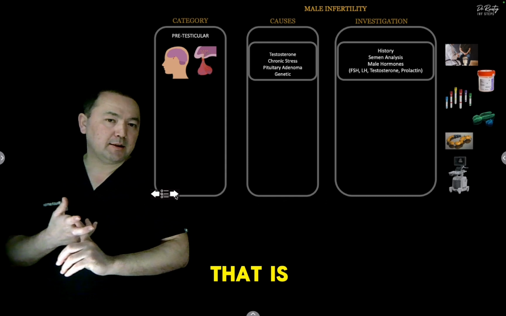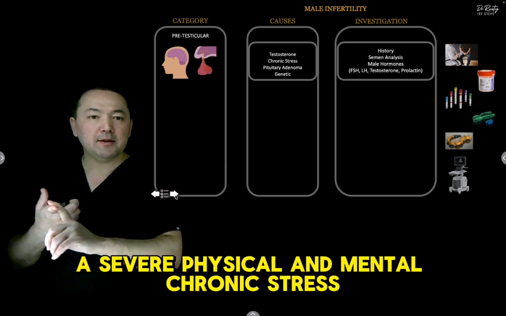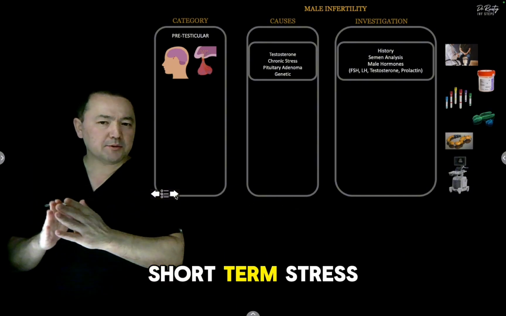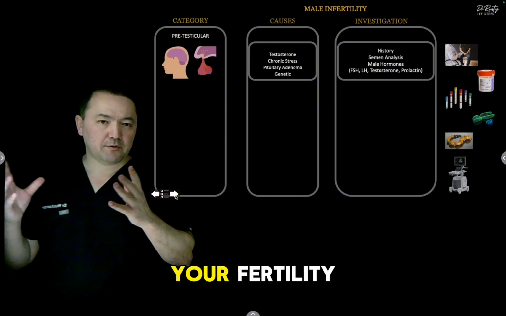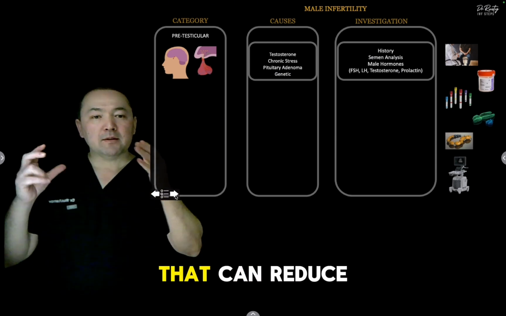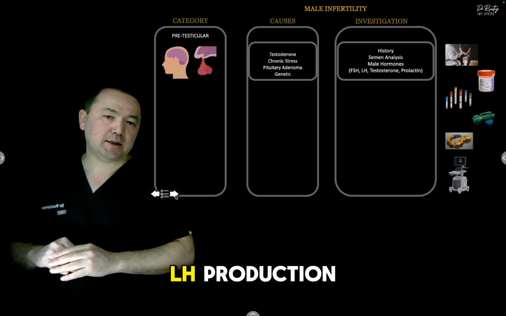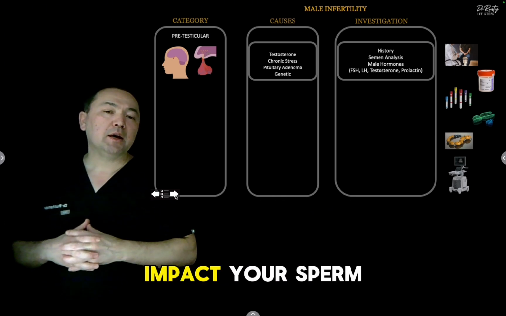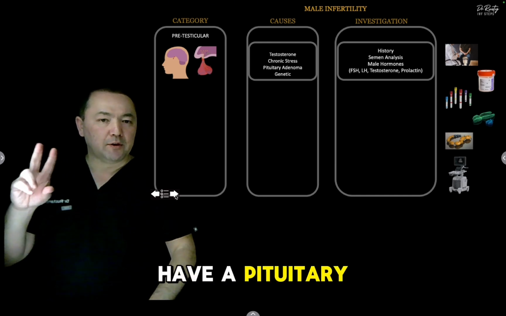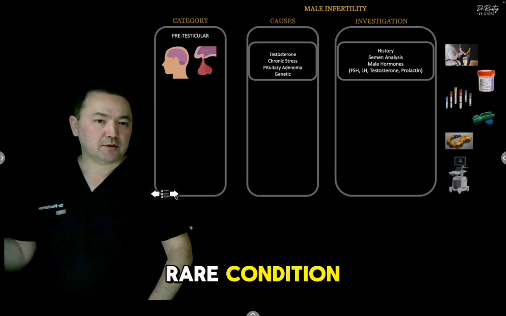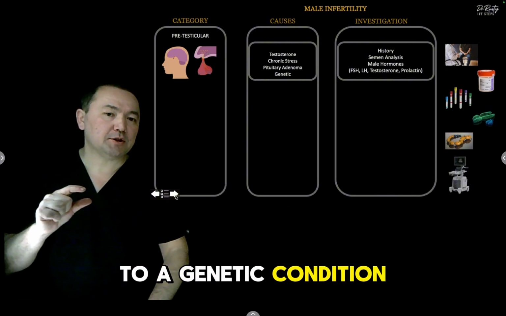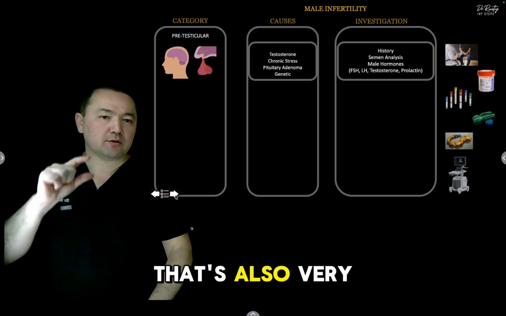Then the second cause for that is severe physical and mental chronic stress. Short-term stress doesn't cause really much problem to your fertility, but if you have chronic, long-term physical or mental stress, that can reduce your FSH and LH production and that can impact your sperm production. Then prolactin will tell if you have a pituitary adenoma, although it's a very rare condition. And also low FSH and LH may be due to a genetic condition called Kallmann syndrome. So that's also very rare.